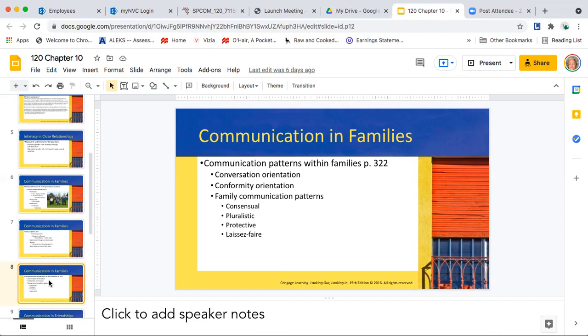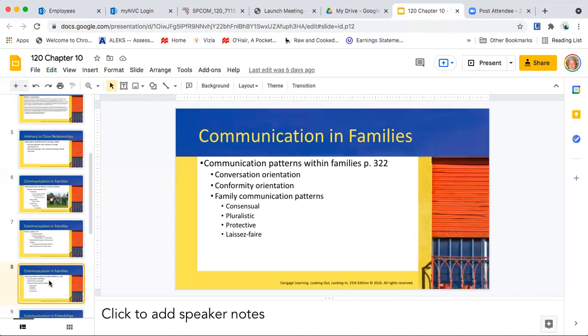If you look at the top of page 324, there's a really nice table that helps explain conformity orientation and conversation orientation and how they relate to each other. I don't have that graphic in my slides, so I'm depending on you to have your book open to figure 10.1, where you see a set of boxes like a table. If you have high conformity orientation, you have consensual families. If you have low conformity orientation, you have pluralistic families.